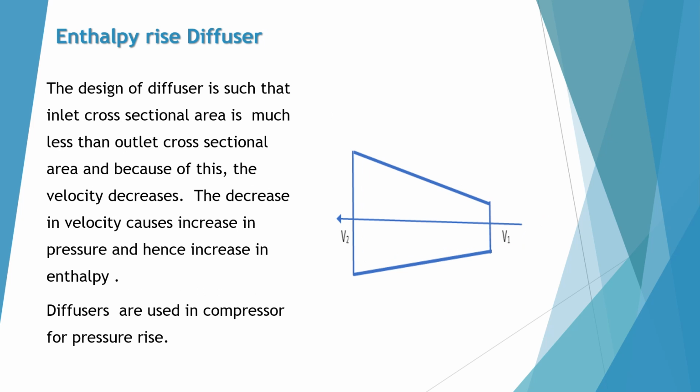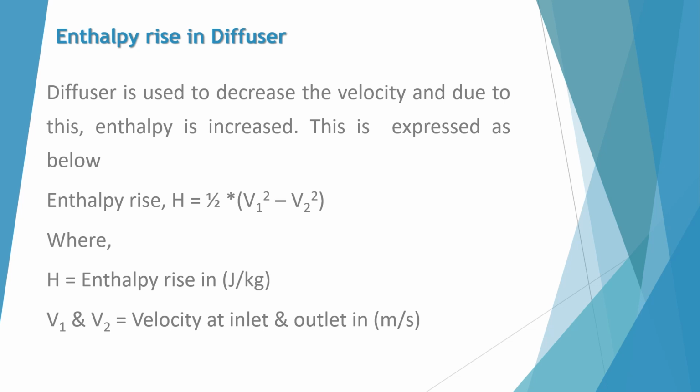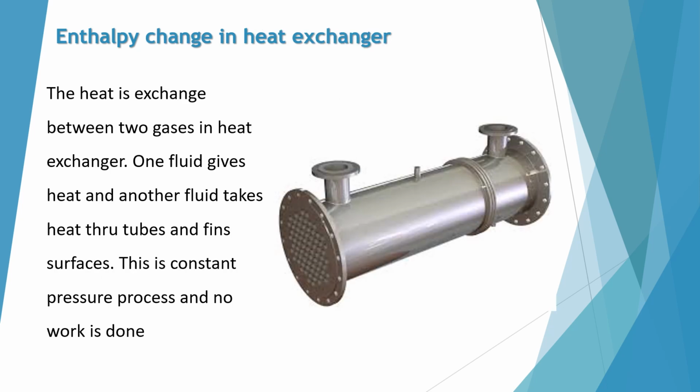Enthalpy rise in diffuser. The design of the diffuser is such that the inlet cross-sectional area is much less than the outlet cross-sectional area, and because of this velocity decreases. Decrease in velocity causes an increase in pressure and hence an increase in enthalpy. Diffusers are used in compressors for pressure rise. The diffuser is used to decrease the velocity, and due to this enthalpy is increased. This is expressed as enthalpy rise H is equal to half of (V1 square minus V2 square), where H is enthalpy rise, and V1 and V2 are velocity at inlet and outlet.